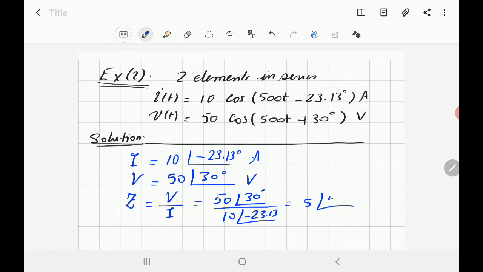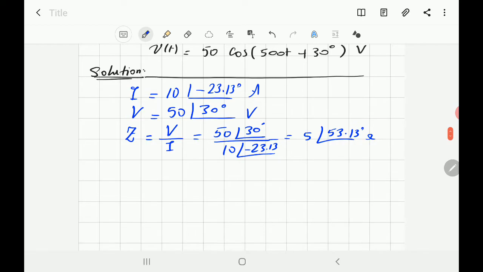So it'd be 53.13 degrees in ohms. That would be the Z. Now change the polar form into complex form. Let me just write it here. 5 on angle 53.13 degrees in complex form would be equal to 3 plus j4 ohm.